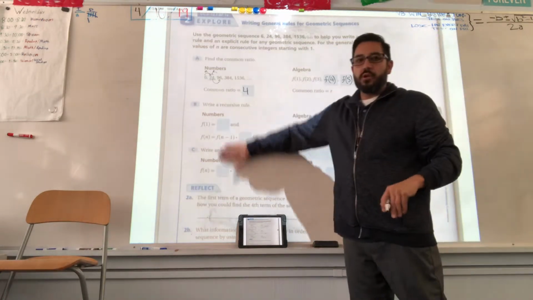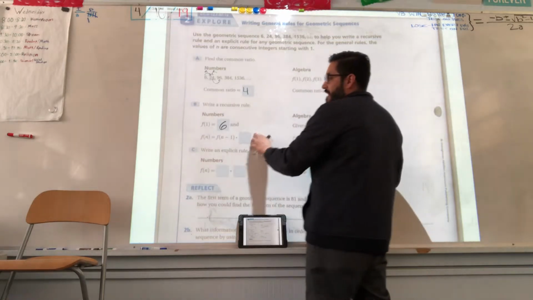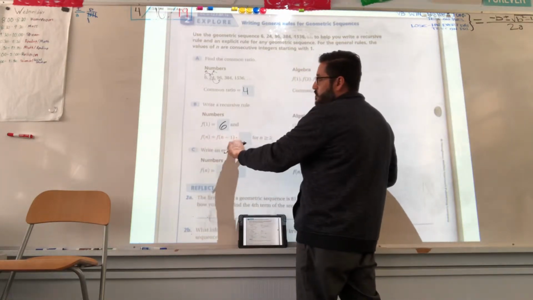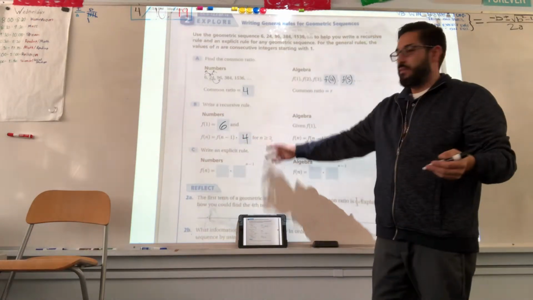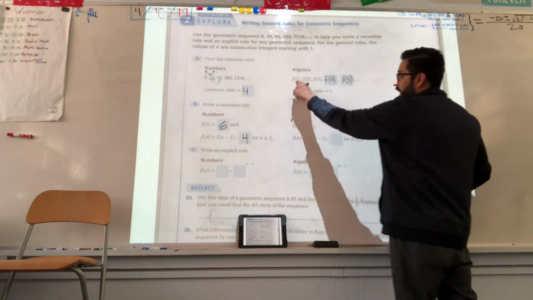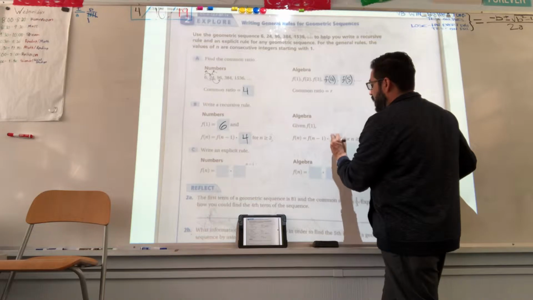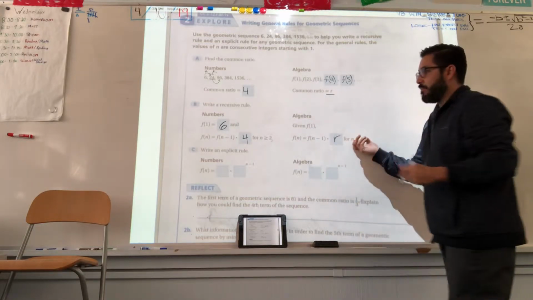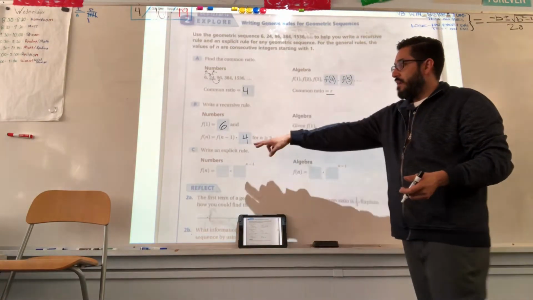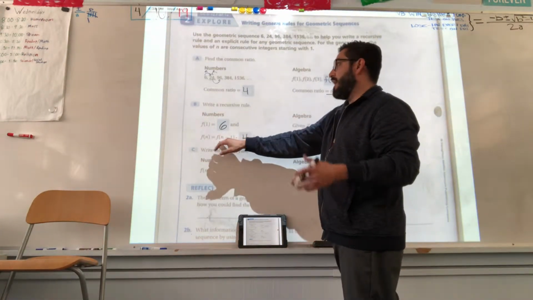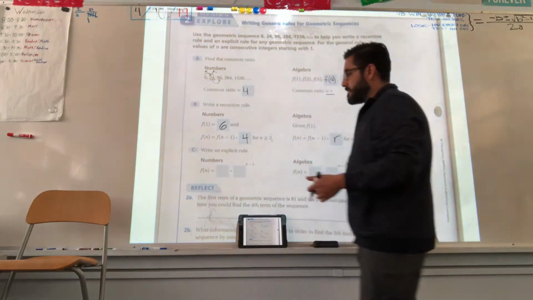All right, so let's write a recursive rule. For f of 1, the answer is 6. And the function of n is going to equal f of n minus 1, our previous number, multiplied times 4, for any n greater than 2. In general, given f of 1, f of n equals f of n minus 1 times r, where the common ratio is r, for n greater than 2. Now that's a recursive rule. The function of n minus 1 times 4 is going to give us our next number in our sequence.